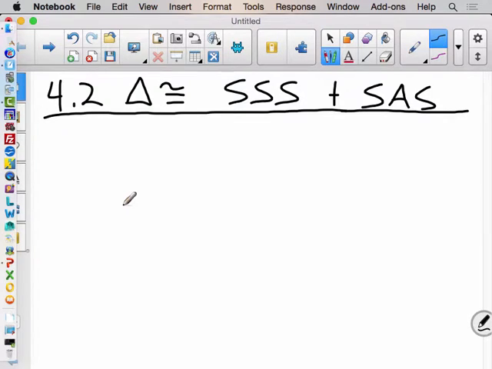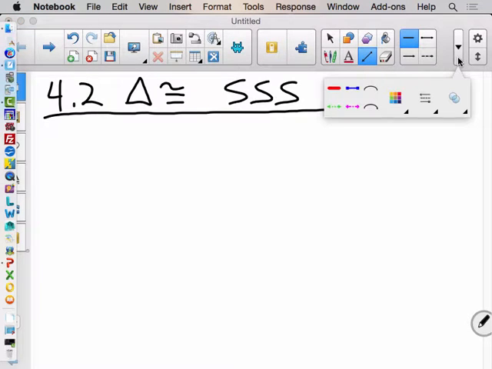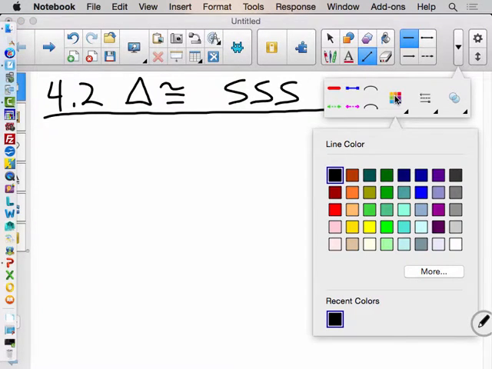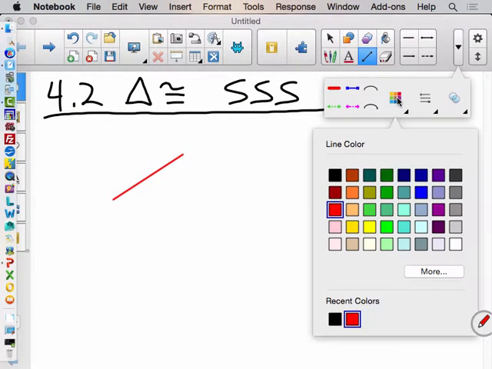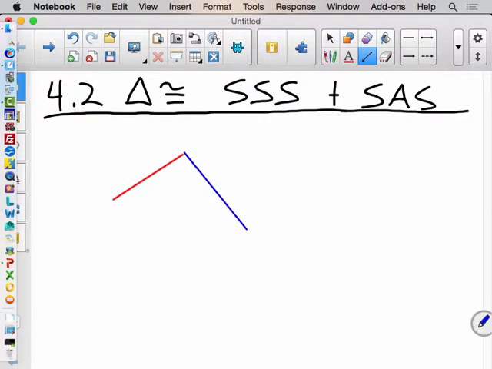We'll do the side, side, side theorem. So if I take a side, and we'll do it just like they do it in the book. And then, so that looks just like the book.